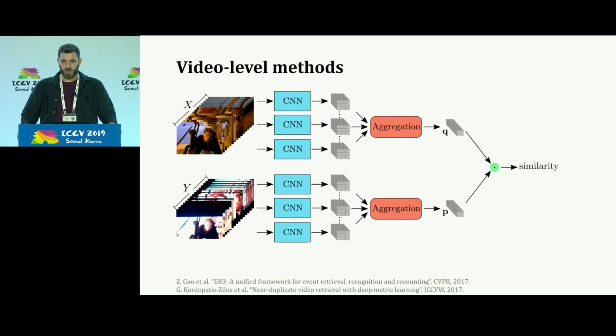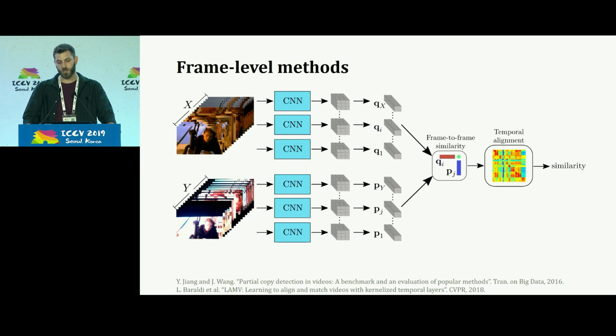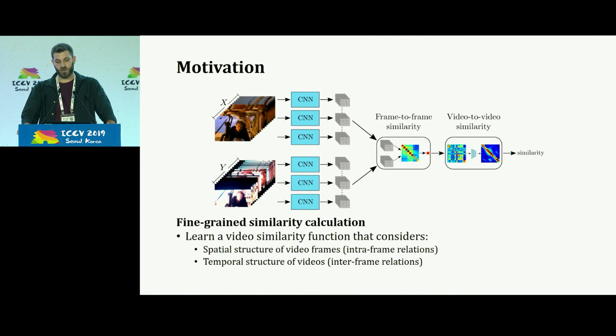Several methods in the state-of-the-art extract CNN features for each video frame and then aggregate them to a video-level representation in order to measure similarity based on these representations. The major limitation of these methods is that they do not consider the spatial-temporal information during similarity calculation. Another common practice is to calculate the similarity between each frame pair based on their global frame representations and then apply a temporal alignment step to calculate similarity. The limitation of these methods is that they do not consider the spatial structure of video frames during similarity calculation.